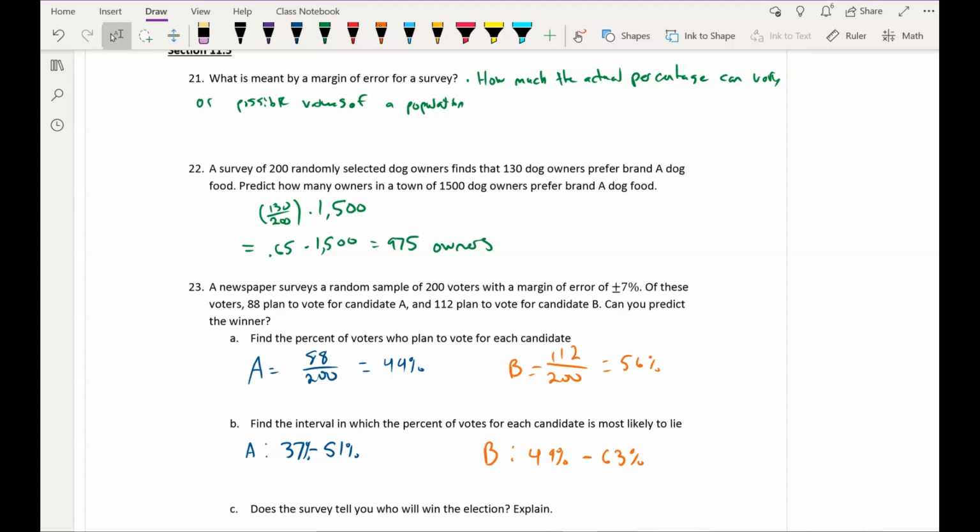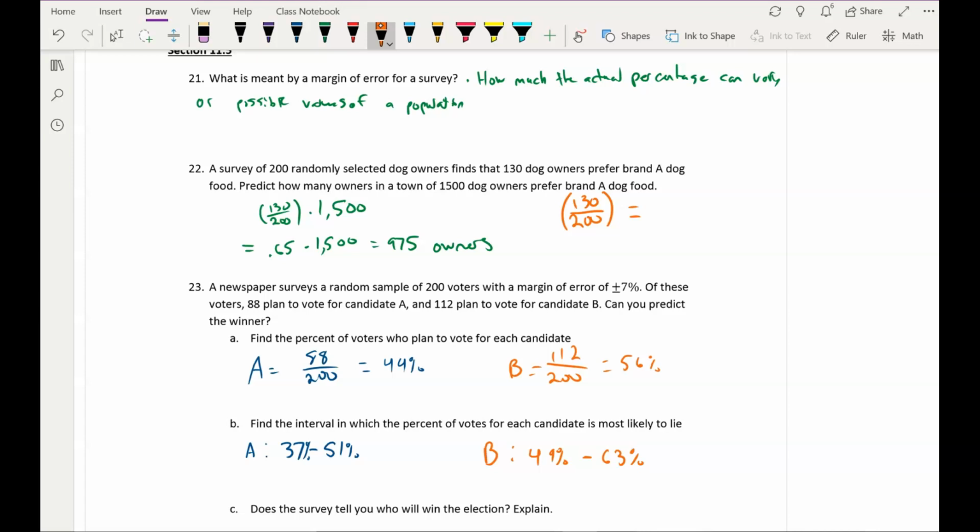Predict how many owners in a town of 1,500 dog owners would prefer brand A dog food. So what you want to do here is basically take that sample percentage. They surveyed 200 people. There's 200 total people, and of those 200 total people, 130 preferred brand A dog food. Well, that percentage is going to be, plug that into my calculator, 130 divided by 200.